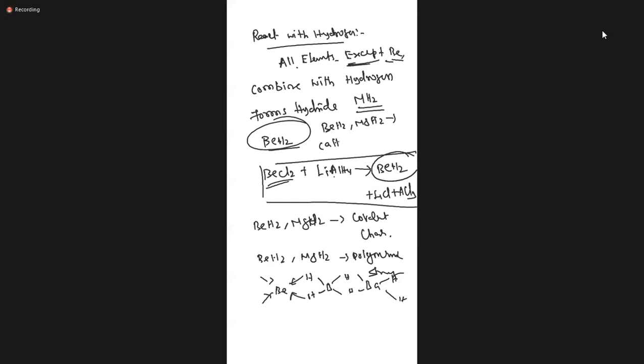The rest of the hydrides, calcium hydride, strontium hydride, barium hydride, are all ionic in character. They are called saline hydrides, thermally stable. One more name is there: CaH2 is called hydrolith. Please note that point.